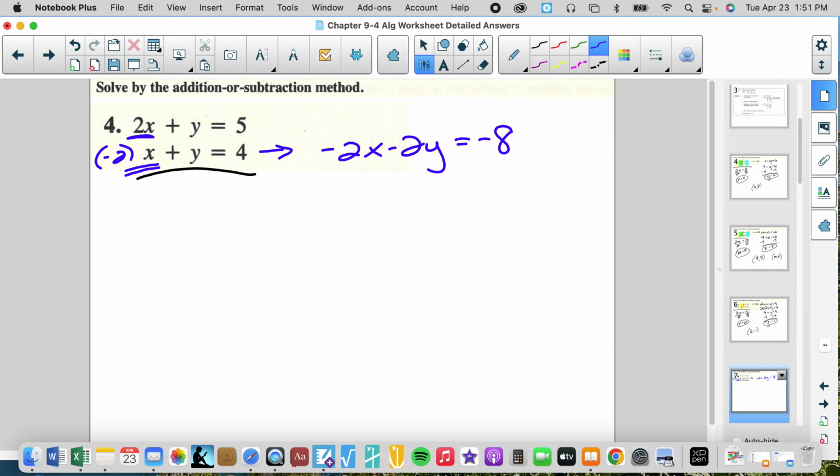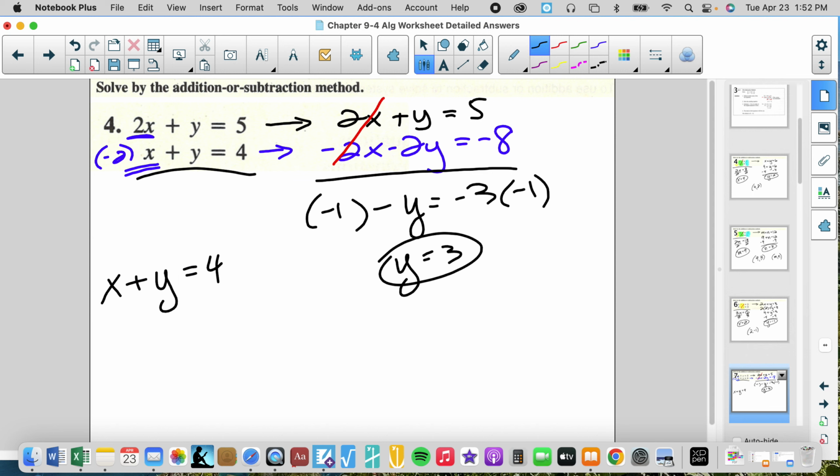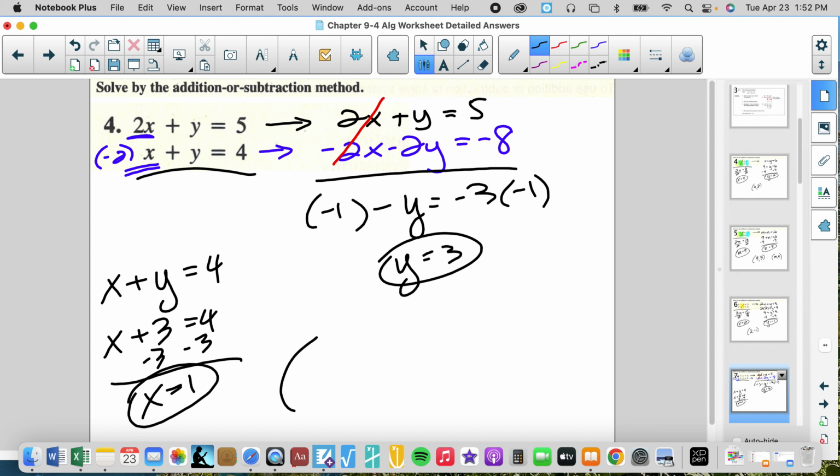Remember, I have to multiply all three parts. And then I'm going to bring this equation over. 2x plus y equals 5. Now when I add, the x's cancel. I'm left with negative y equals negative 3. I'll multiply by negative 1. And we get y equals 3. And now I can choose any of the equations. I'm going to keep the nice easy one. I'm going to plug in 3 for y. Minus 3, x equals 1. So we get the solution 1, 3.